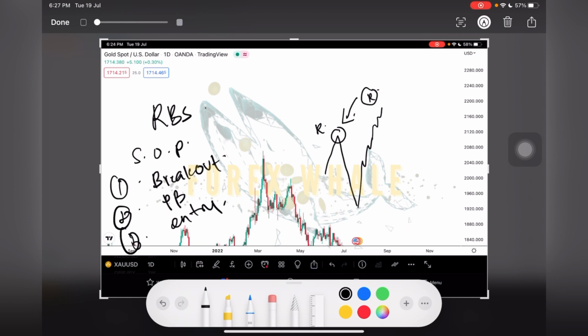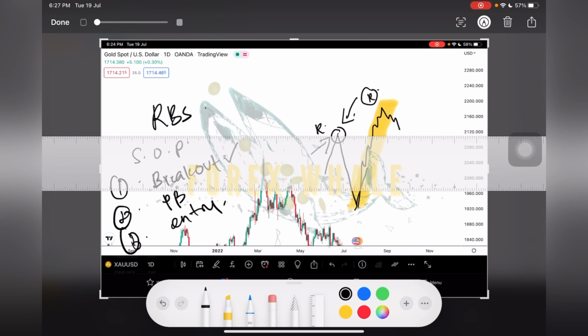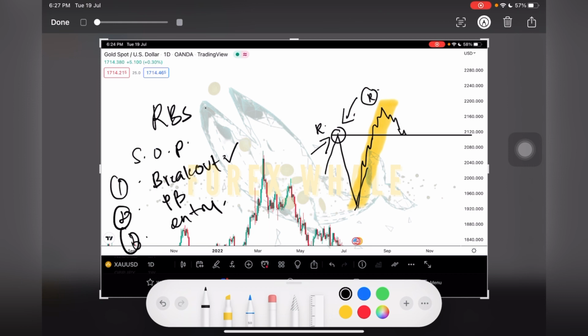So once you see that there is a breakout, the first SOP is done, right? Price pulls back and comes back at this particular resistance here. When price comes back at that area, you can immediately place your trades instantly here, with hopes that price would go all the way up. So this is RBS setup number 1.